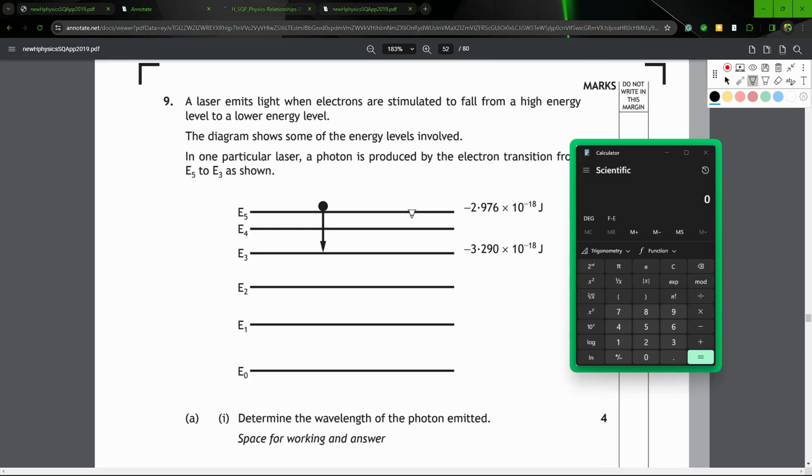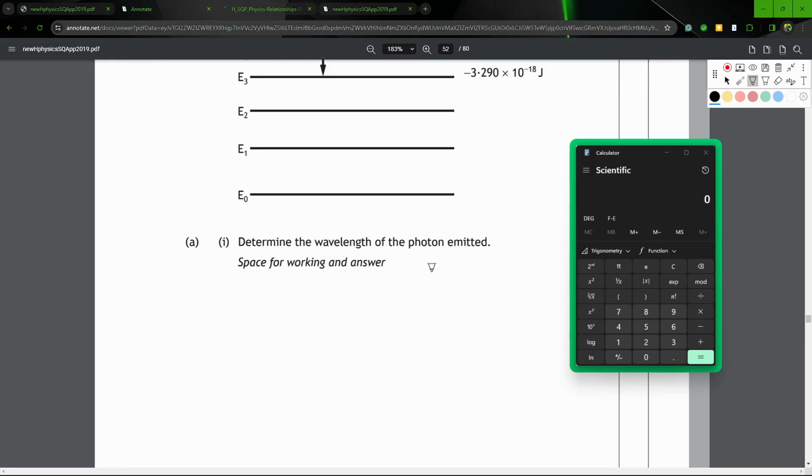Oh, and we're on to question 9. A laser emits light when electrons are stimulated to fall from a high energy level to a lower energy level. The diagram shows some of the energy levels involved. In one particular laser, a photon is produced by the electron's transition from E5 to E3 as shown. It goes from that to that. Determine the wavelength of the photon emitted.